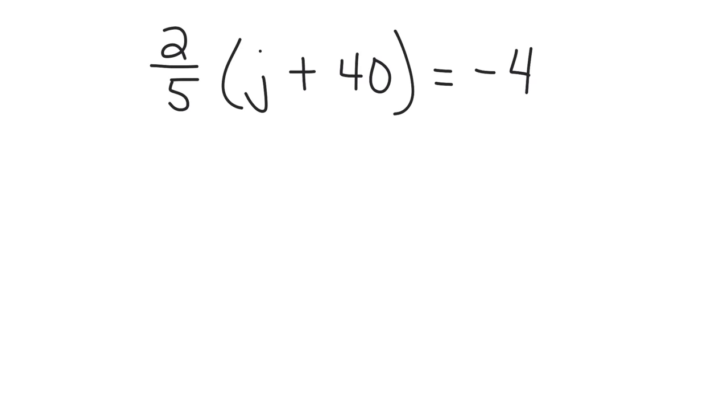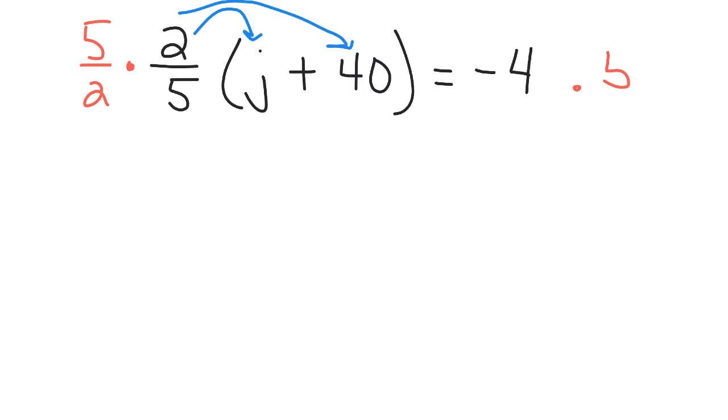So there's a few ways that you could solve this. You could do the distributive property here, but then you'd end up with some fractions, some ugly fractions. So instead of doing that, I'm actually going to multiply both sides by the reciprocal of 2/5.